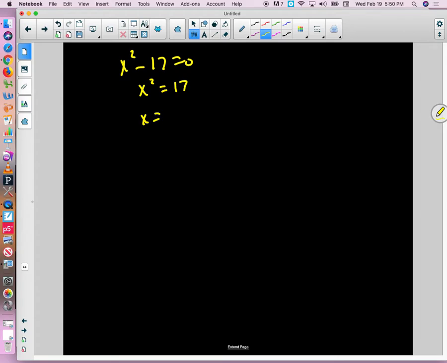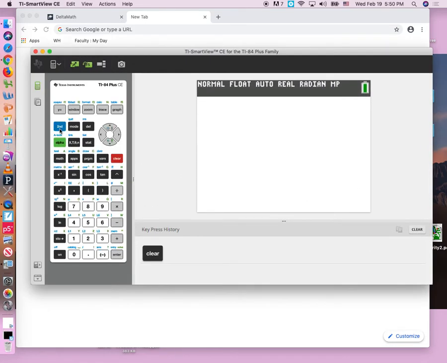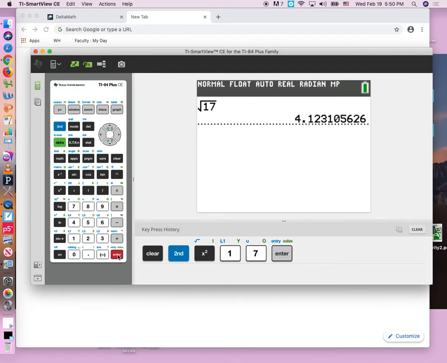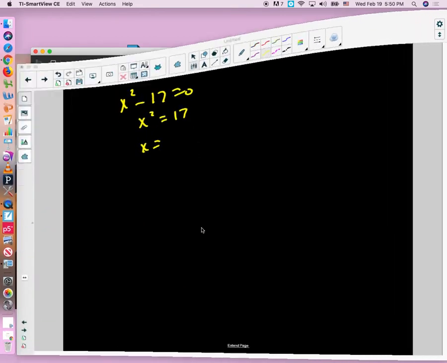And then to find out what number squared gives 17, you would go to your calculator and push the square root of 17. So where's my calculator? There it is. So then I would press second and square root of 17. But it's only going to give me the positive answer, which is 4.123. But the real answer is plus or minus 4.123.